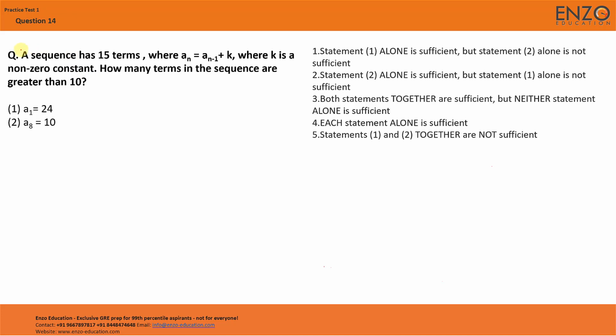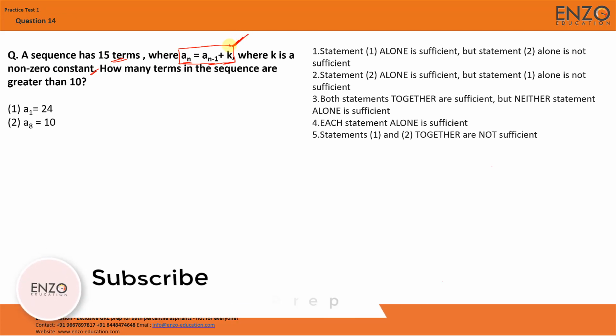Let's look into another question of data sufficiency. A sequence has 15 terms where a_n equals a_(n-1) plus k. By seeing this equation, you would have got a clear idea that the terms of this sequence are in AP. Further given is that k is a non-zero constant. Perfect. So this confirms that the numbers in this sequence are in AP.